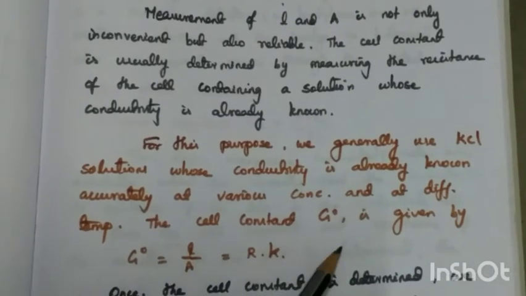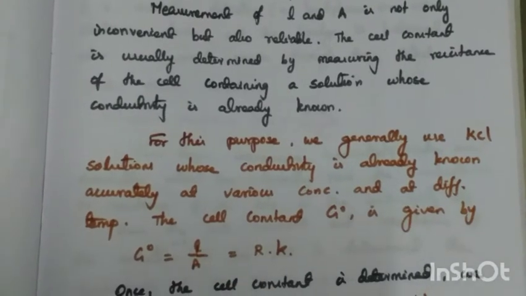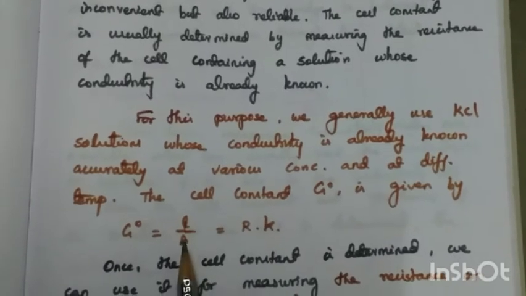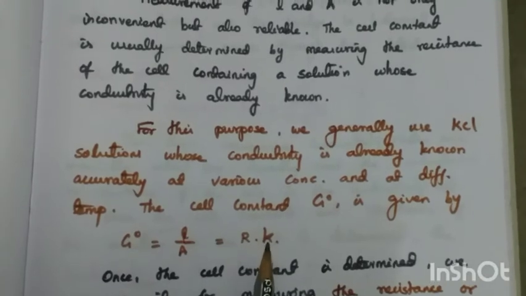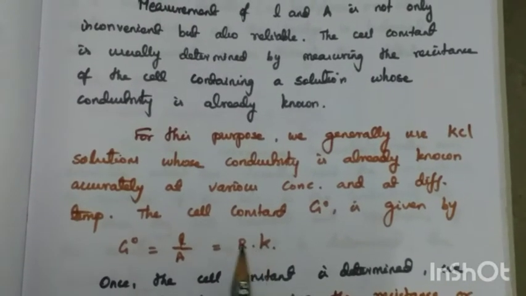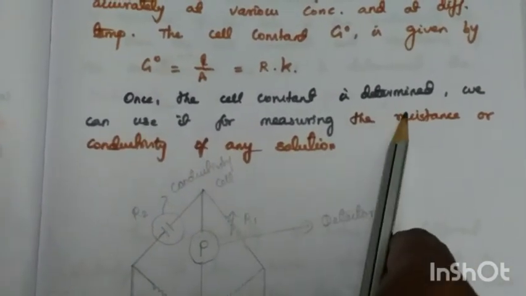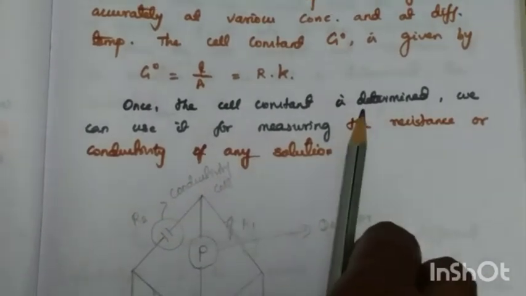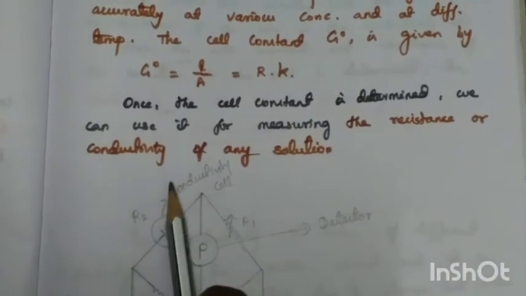The cell constant G naught is given by G naught equal to L by A, which is equal to R into K. So L by A, the cell constant, is equal to R into K. We can also determine G naught as R into K. Once the cell constant is determined, we can use it for measuring the resistance and conductivity of the cell.